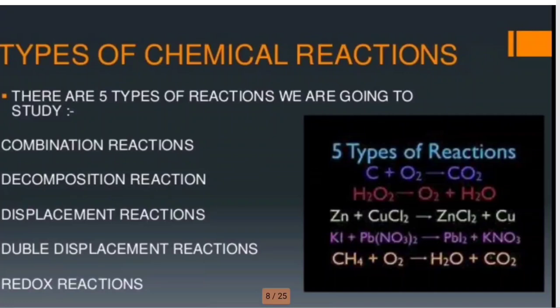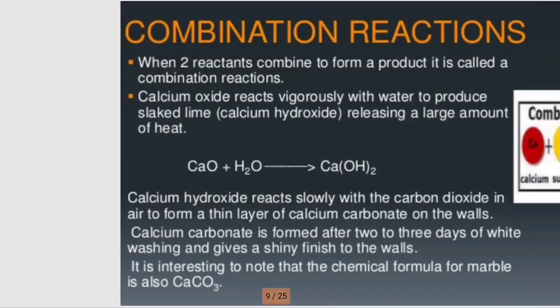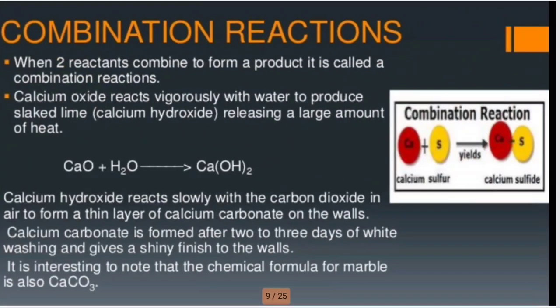Types of chemical reactions. The types are combination reaction, decomposition reaction, displacement reaction, double displacement reaction and redox reaction. So let's start with combination reaction. Two substances combine to form one product. Here we can use this example: 2 Mg plus O2 gives 2 MgO. Or calcium oxide plus H2O gives calcium hydroxide.